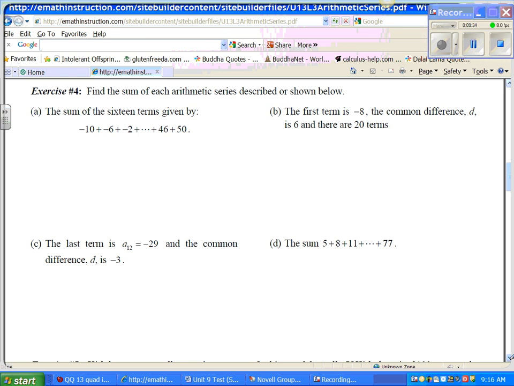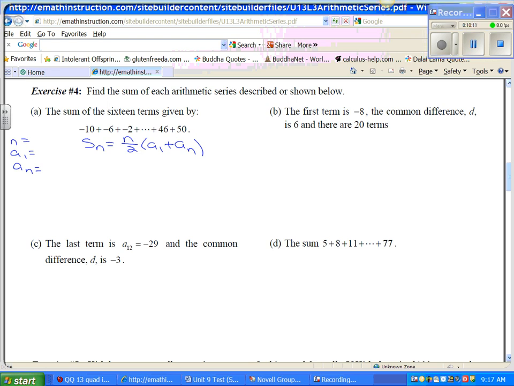All right. Find the sum of each arithmetic series described or shown below. So the sum of the 16 terms is given by sum of 16 terms. Are you paying attention, boys? No, pay attention. Okay, hold on. So here's our formula, right? So I need to make sure that I have all of that information. So this is what you're going to do, and I'm going to be a stickler about this. I want you to write down what everything is, what they're giving you, what your knowns are, okay?